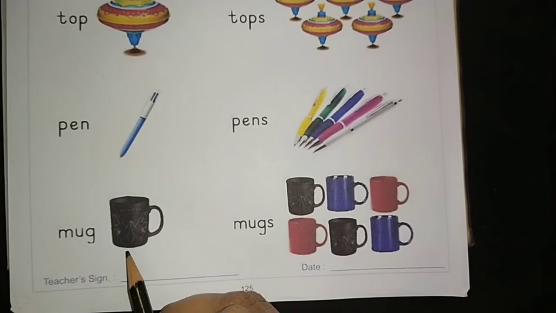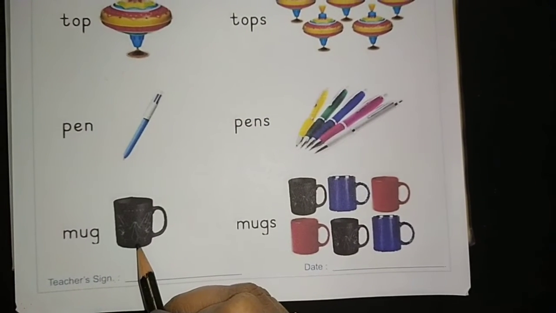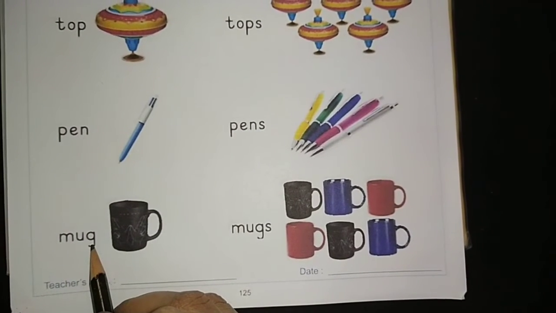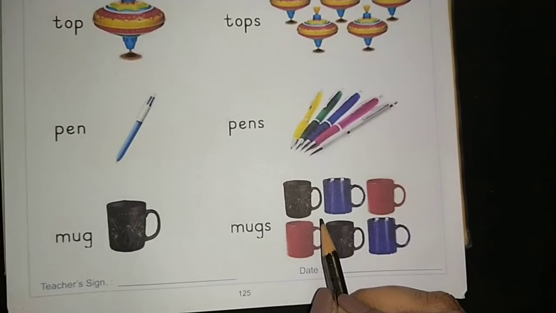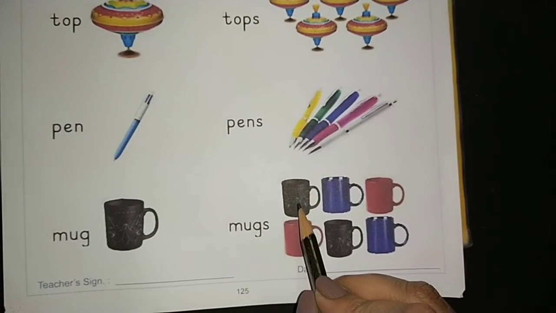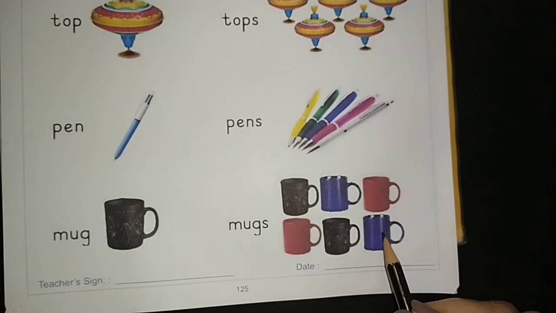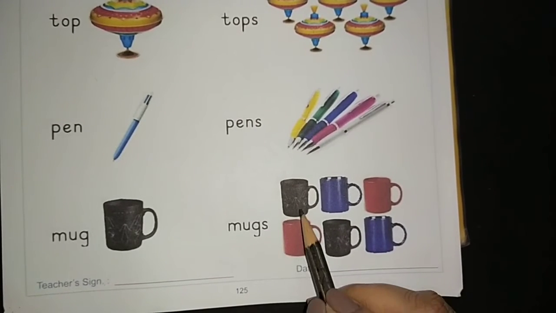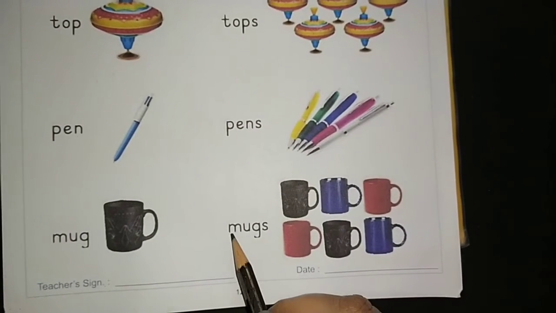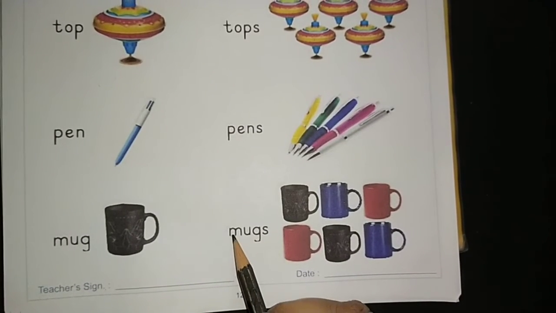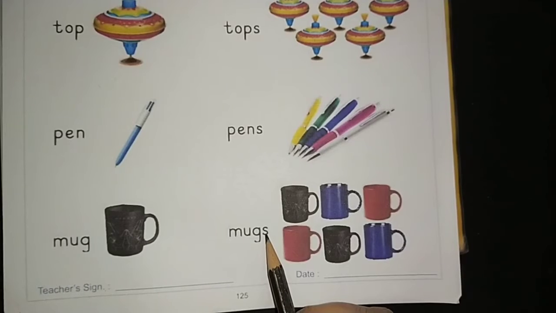There is only one mug. So we will write M-U-G, mug. Now count here. How many mugs are there? 1, 2, 3, 4, 5, 6. There are 6 mugs. So we will write M-U-G and magical S. So M-U-G-S, mugs.